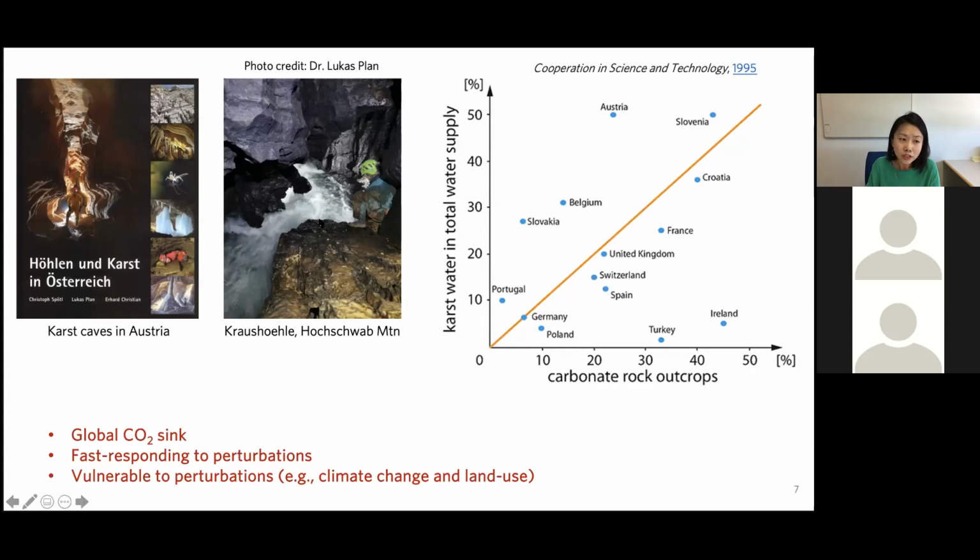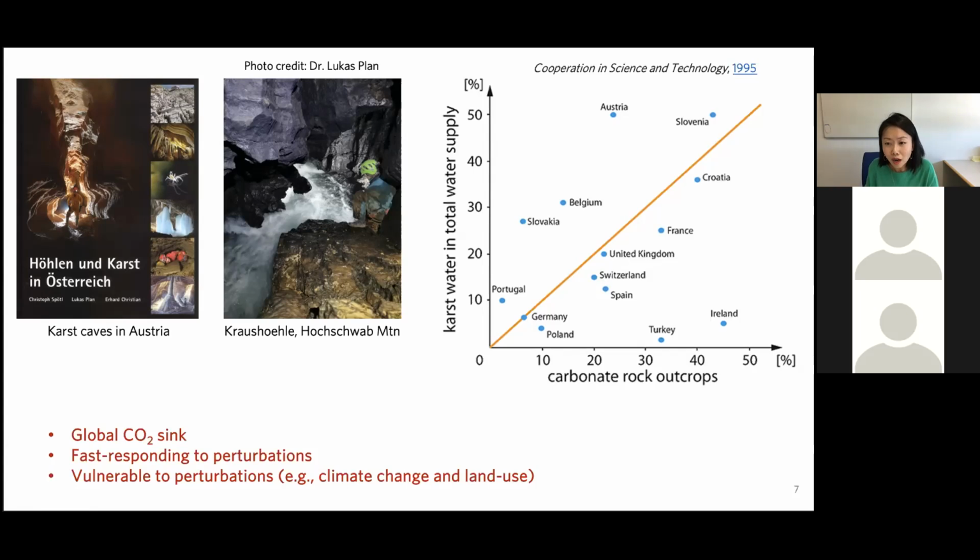And on these 2 pictures I show here, first is the book published by several Austrian scholars to study the caves and the karst in Austria. And on the right, showing the inside of a cave, Kraushöhle in the Hochschwab mountain region, which is the main water supply for the city of Vienna. And this creek you can see here is called Kleiferkühle. This creek is one of the largest karst springs in the Eastern Alps, and the discharge rate can be higher than 10,000 liters per second. So it's very fast flow.